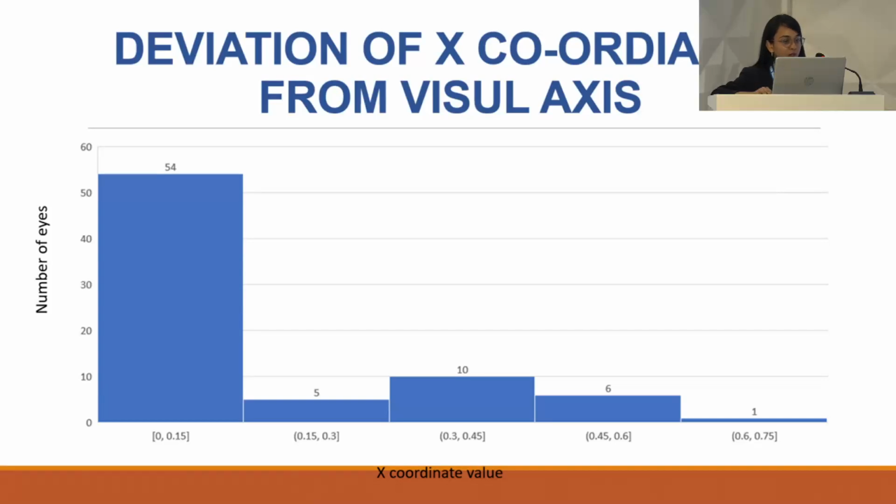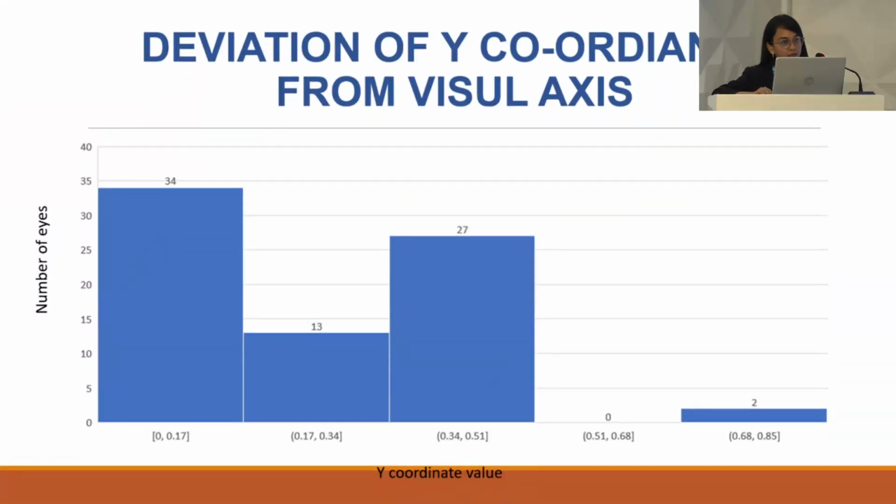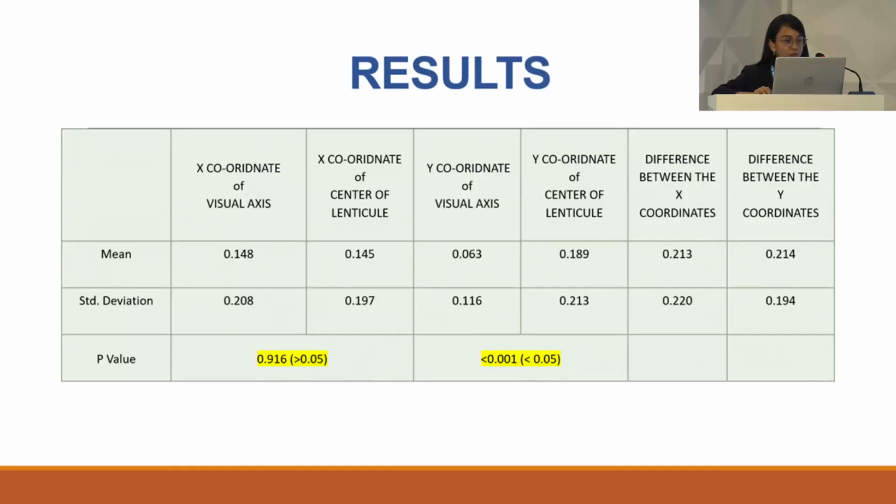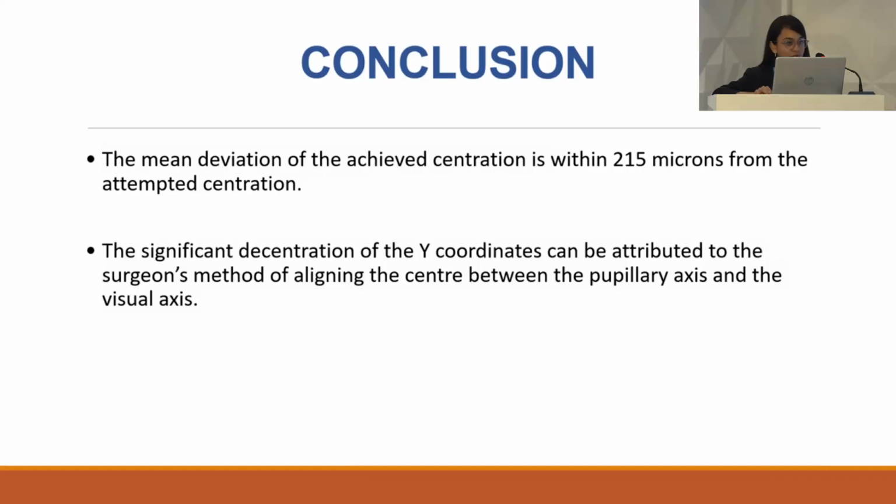64% of the eyes were within 300 microns and 98% were within 500 microns. Similarly for the y-axis as well. The p-value was 0.916 for the x-axis and less than 0.01 for the y. The mean deviation achieved was within 215 microns from the attempted centration. The significant decentration of the y coordinates is attributed to the surgeon's method of aligning the center between the pupillary axis and the visual axis in cases of large angle kappa.